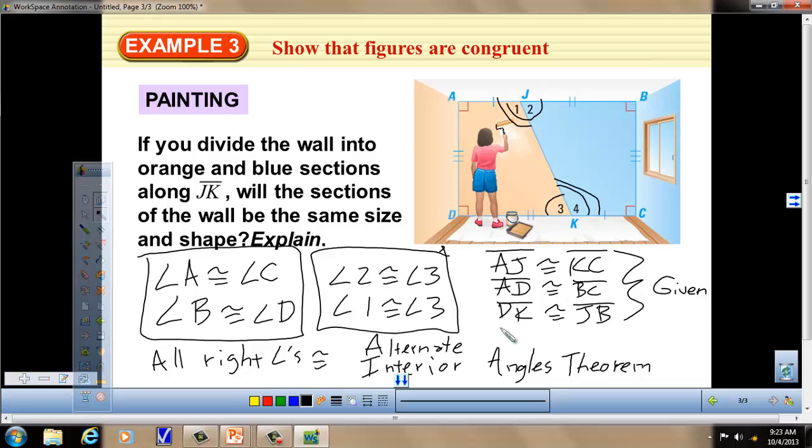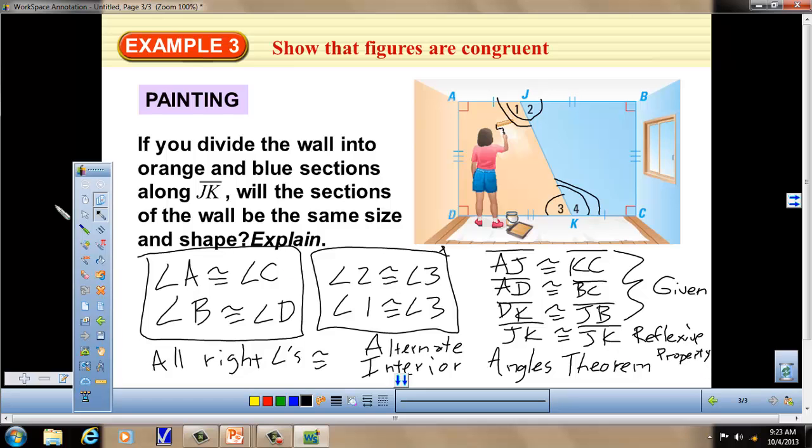And finally, we have JK congruent to JK. And the reason for this would be the reflexive property. Okay? And I'm going to show you what they wrote, but it's just basically saying the same thing.